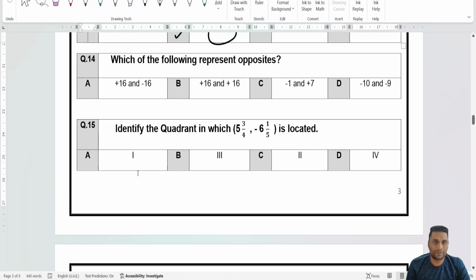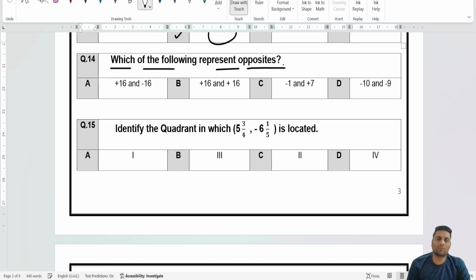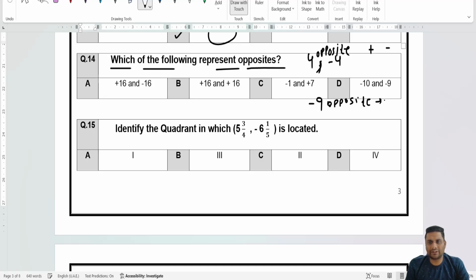Next question. Which of the following represent opposites? Now what is opposite? If I write plus 4, the opposite will be minus 4. Why? Because the opposite of plus is minus. If I write minus 9, then the opposite will be plus 9.